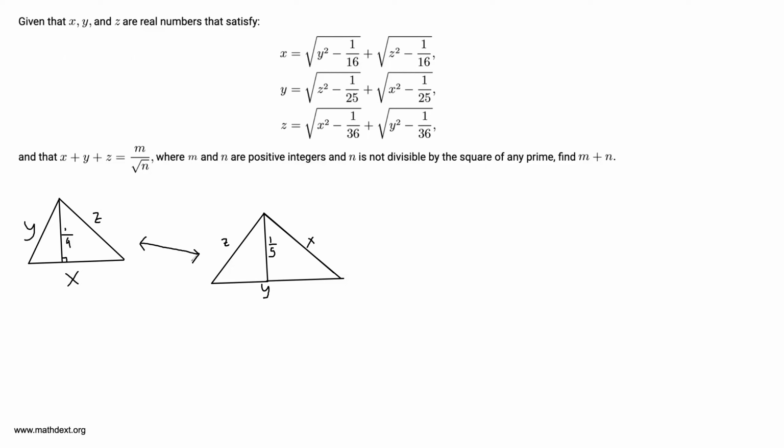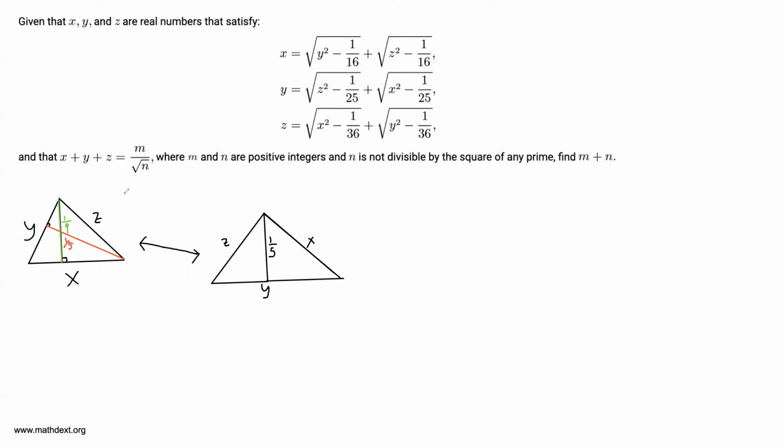So what does that mean? It just sort of means that the height from this segment to y is equal to 1/5 as well. And maybe I should color code this to make it easier to see. So if you have this height to y, it's going to have length 1 over 5. And this height over here, which I'm going to do in green, this height to x, is 1 over 4. That's useful.